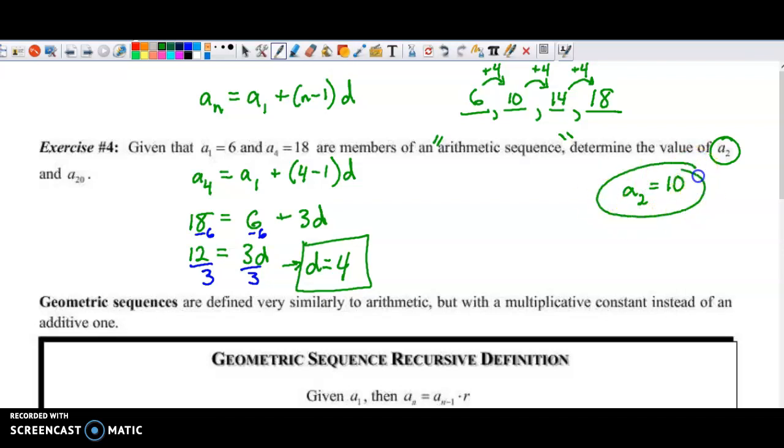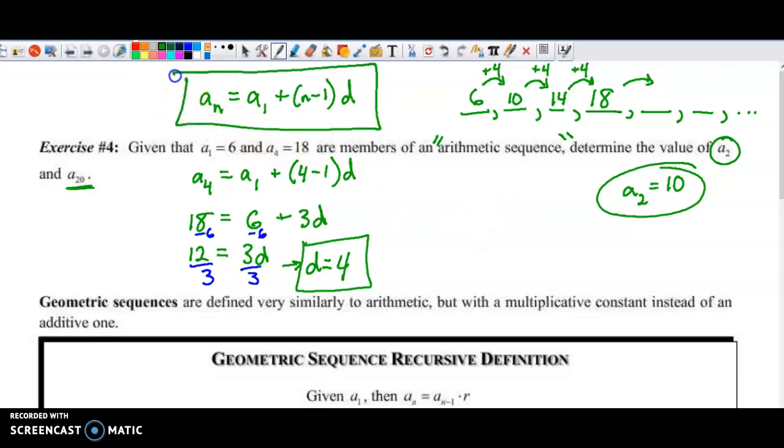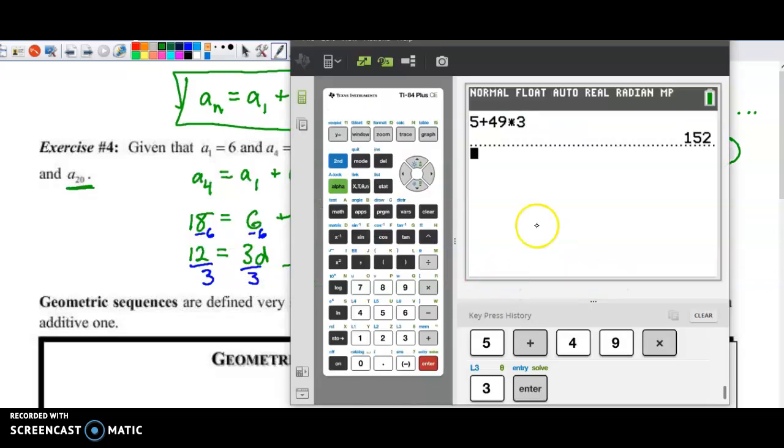There are other ways you could approach it as well. But I don't know how many of you would want to continue adding 4 over and over again to get to the 20th term. That's where I'm going to go back to this formula, where a subscript 20 is equal to the first term, and replace n with 20. Now that I know the common difference is 4, I can answer this. The first term is still 6 plus 19 times 4. And again, use a calculator.